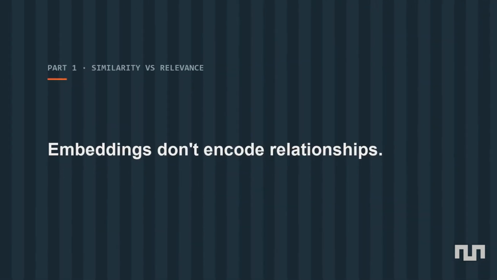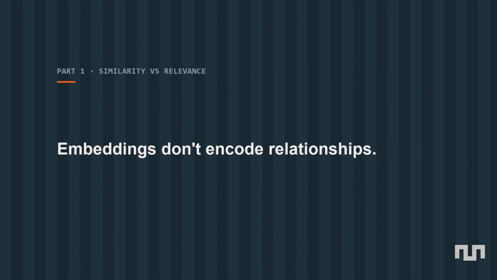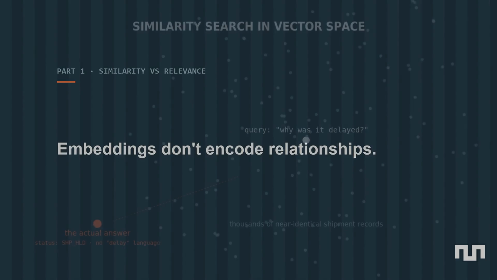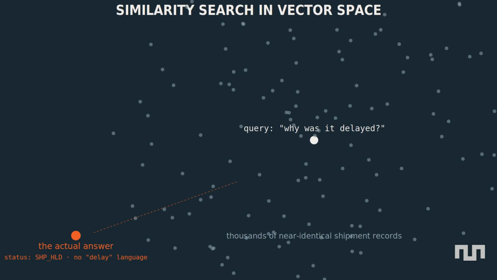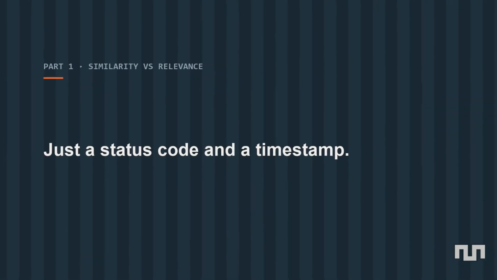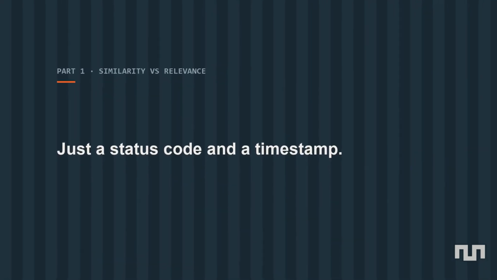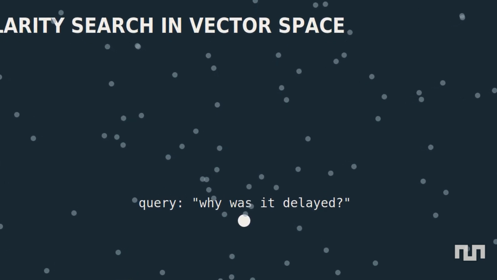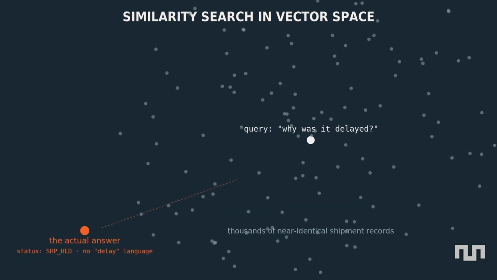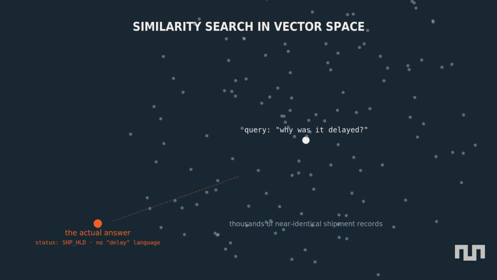Your top K retrieval returns 5 of them, effectively at random. The answer the user actually needs might live in a single exception record with no delay language in it at all, just a status code and a timestamp. This is the core mismatch. Similarity search assumes the answer looks like the question. Enterprise questions are usually about relationships between records, not about the content of any one record. And embeddings don't encode relationships.